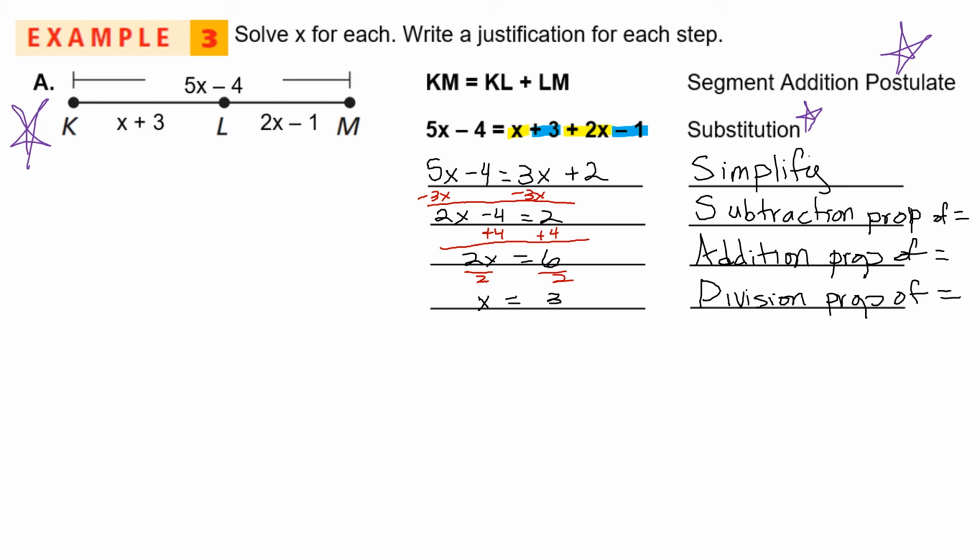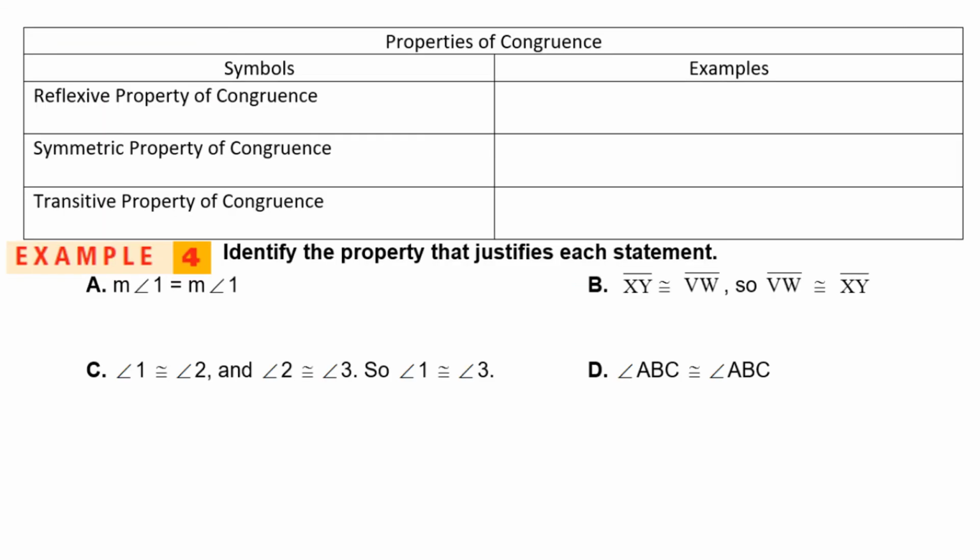And remember that anytime you have a picture like the one we have here, that you need to refer back to this problem, and the first justification is going to be segment addition postulate. The second justification is going to be substitution, and you will need to substitute. Last up, we have the reflexive, symmetric, and transitive properties of congruence.